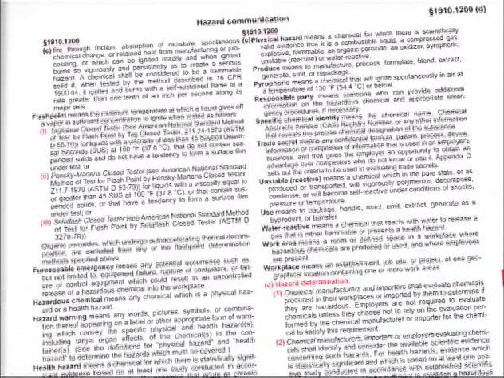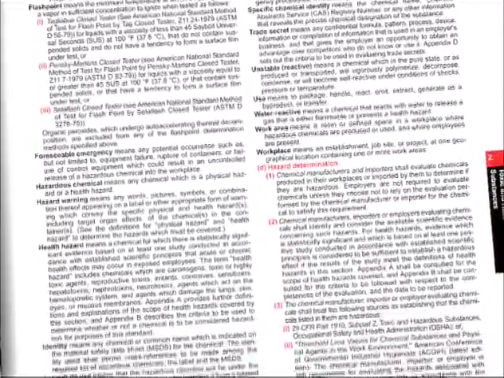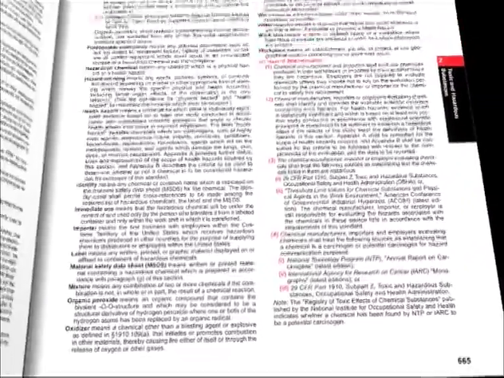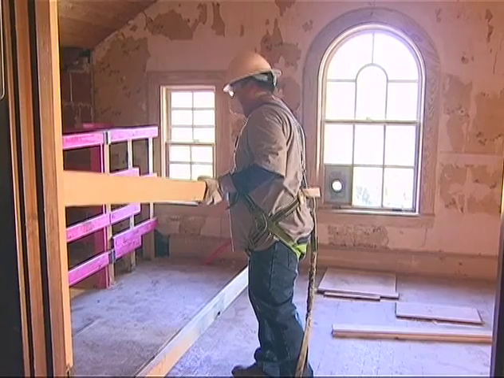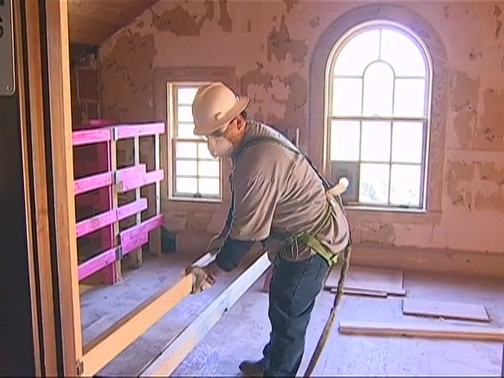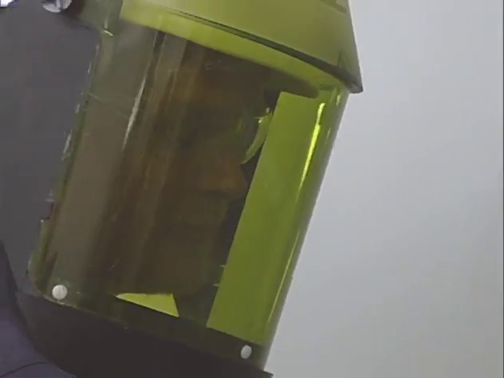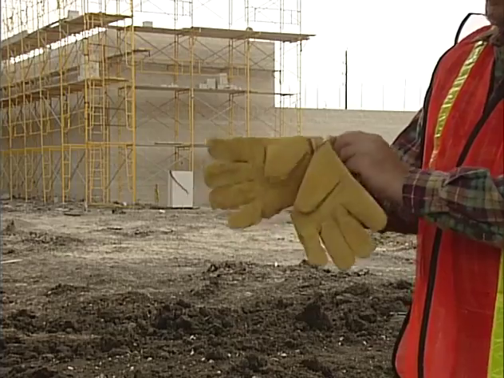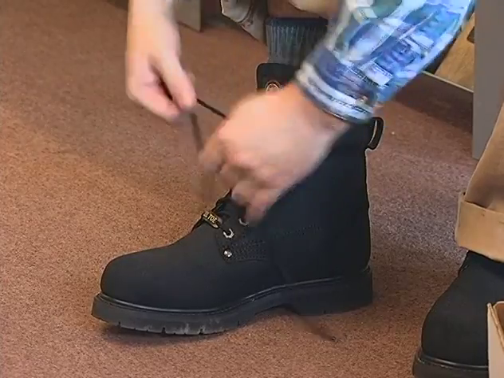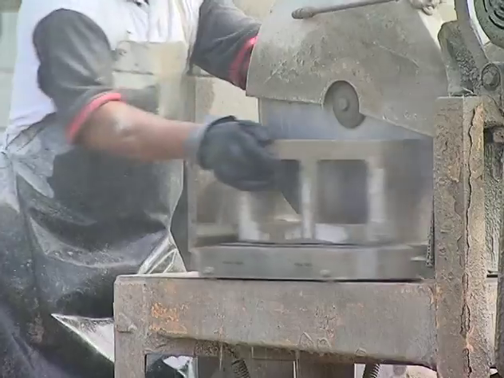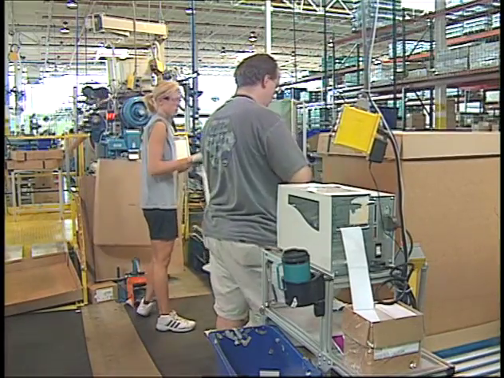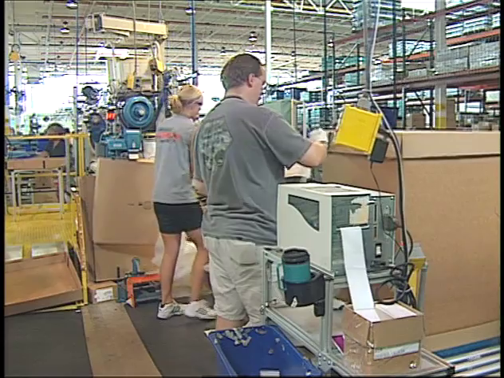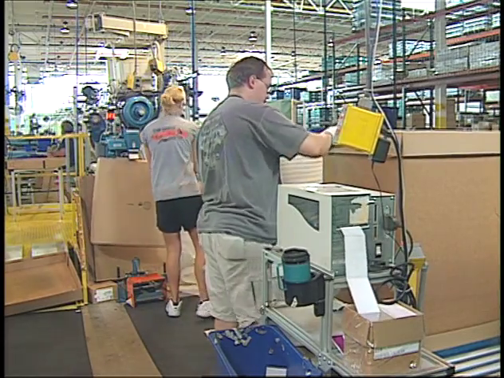OSHA Regulation 29 CFR 1910.132(f) requires the employer to provide training for each employee who performs tasks that need PPE. PPE protection can include head, face, eye, hand, feet, respiratory, and body. PPE should only be used as a last resort after engineering and administrative controls have been applied.